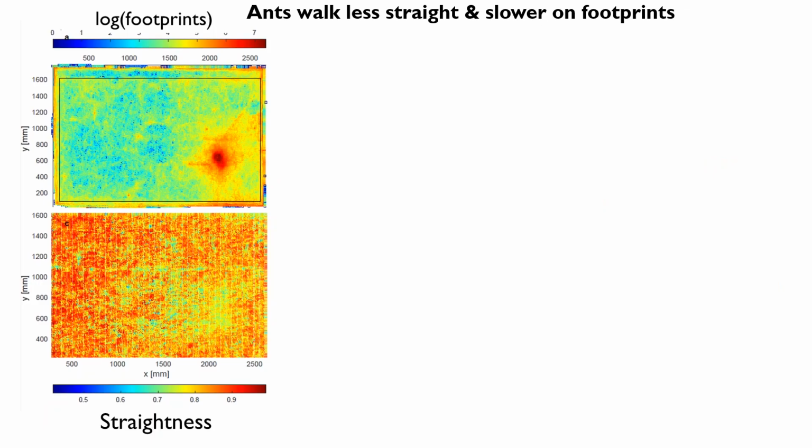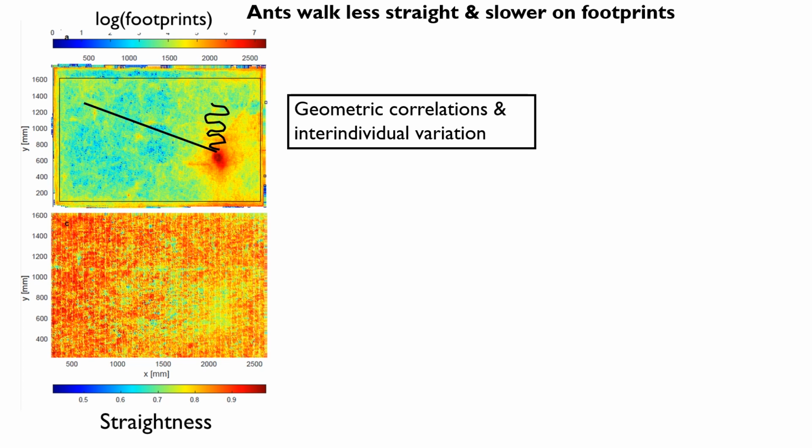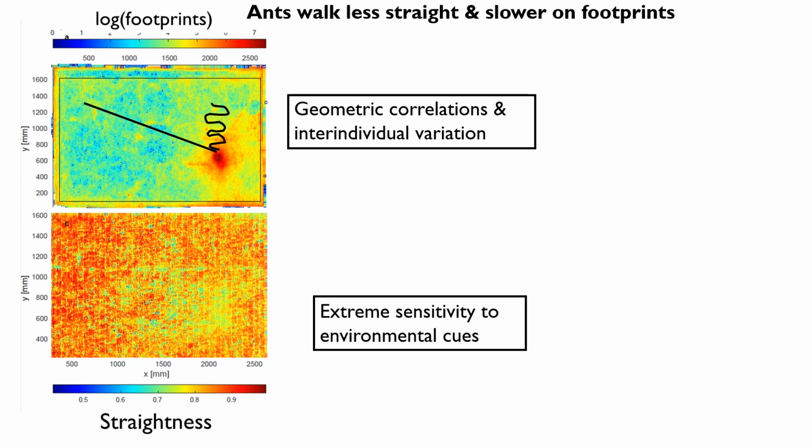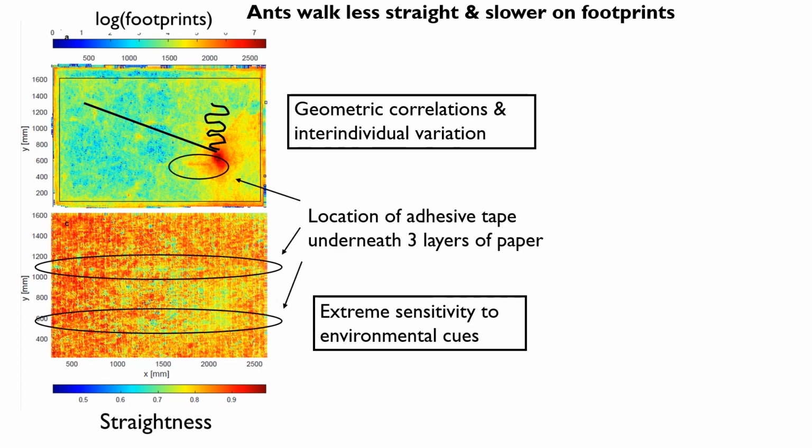And we identified 2 reasons for that. One is that some ants are moving away from the nest quicker than others, and there, farther away from the nest, there are naturally fewer ant footprints. And the second one is that ants are extremely sensitive to environmental cues. For example, these horizontal lines here are where ants walk less straight and slower, and they coincide with the locations of adhesive tape, which is underneath 3 layers of paper.